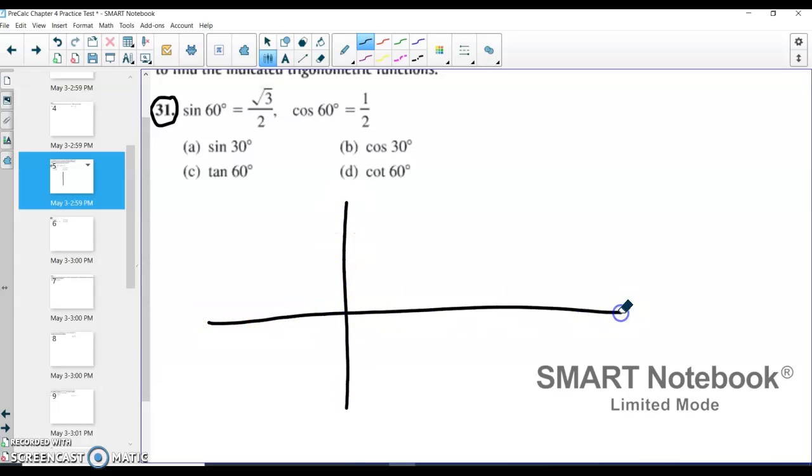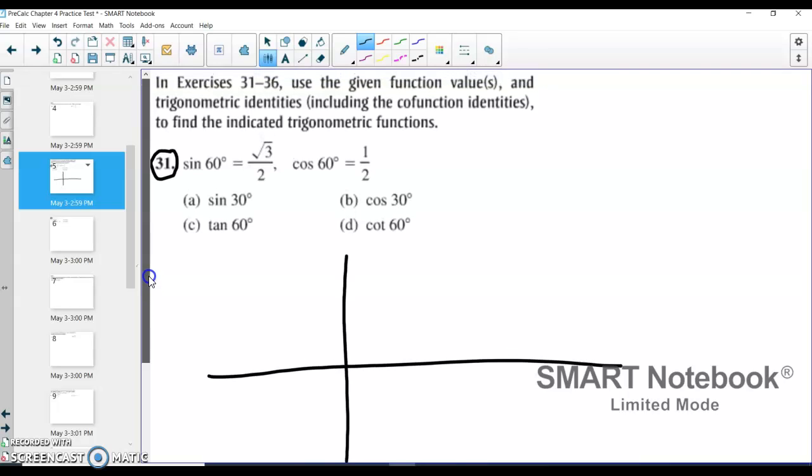And so I'm going this route. You could use identities if you're more comfortable with it, but I think this is, even when I said in class, the more effective way to go about it. And so I'm drawing in a 60-degree angle triangle here.